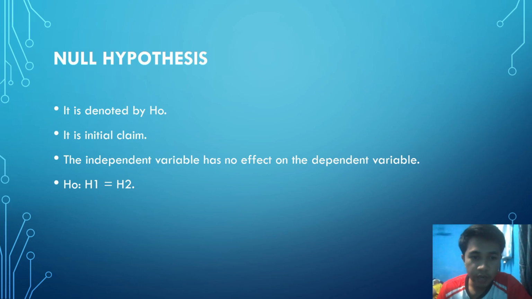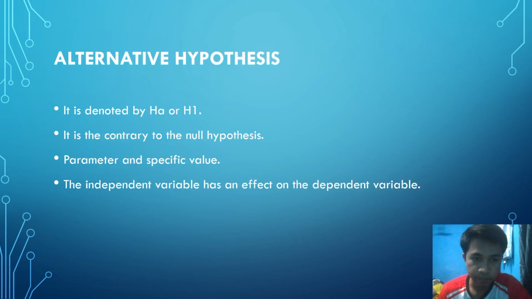The null hypothesis is denoted by H sub 0. It is the initial claim that the independent variable has no effect on the dependent variable. For example, H sub 0: H1 equals H2. The null hypothesis is denoted by H sub 0.